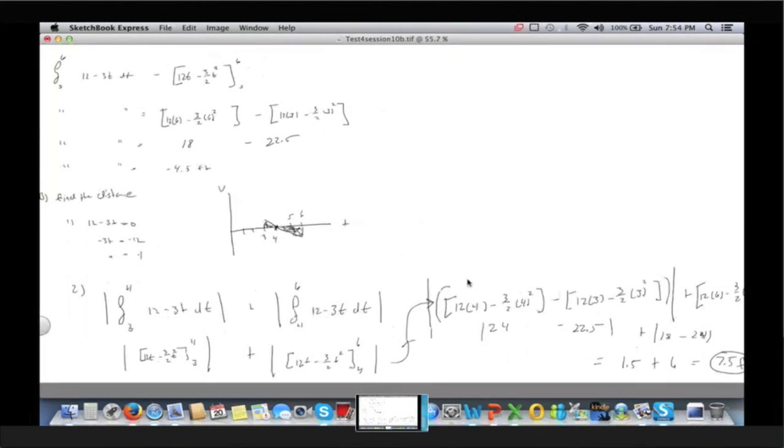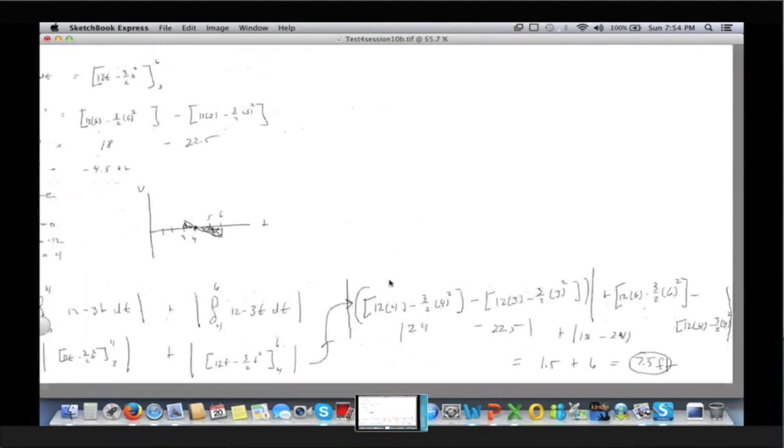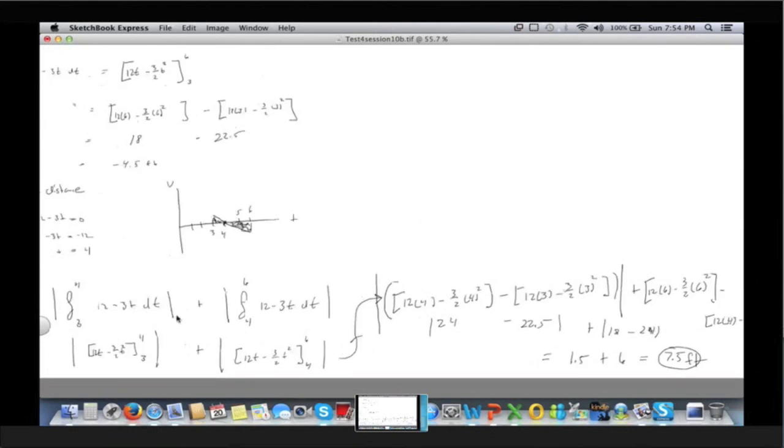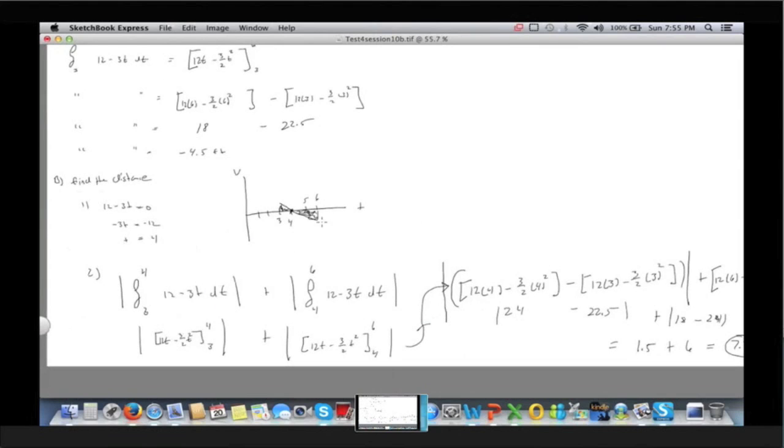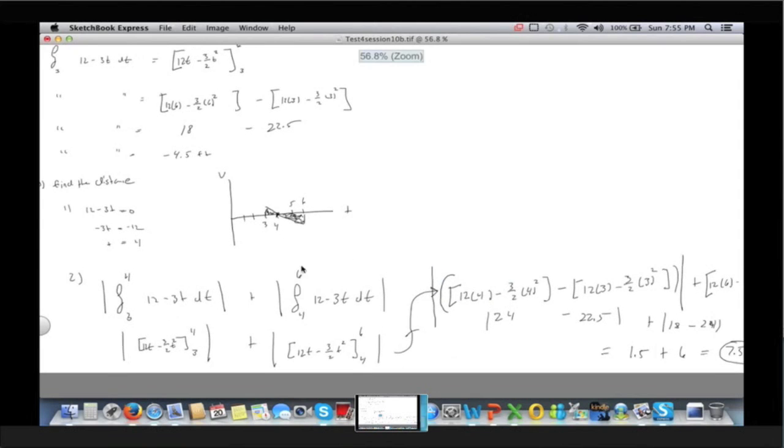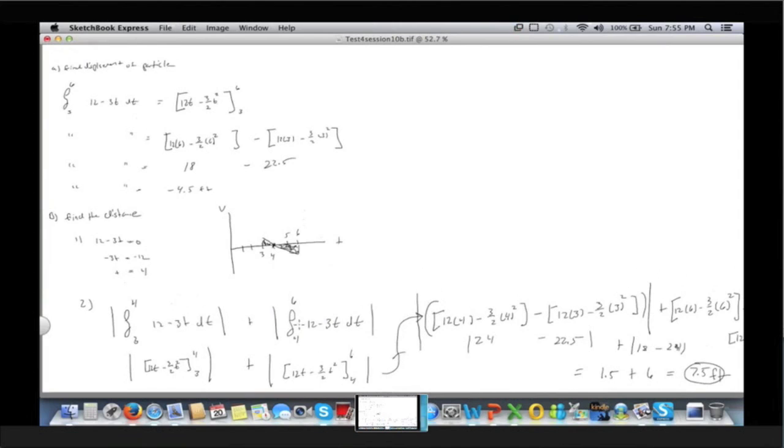Okay, let's talk about that. Why did the displacement come out negative? That's because the area that's below the t-axis is larger than the area that's above. That's right. So why didn't the distance come out negative? Because distance is not a negative number or a negative concept. Yeah, we use the absolute values. What is the area of the triangle above the axis? 1.5. And what's the area of the triangle below the axis? 6. You can see 1.5 minus 6 is negative 4.5.